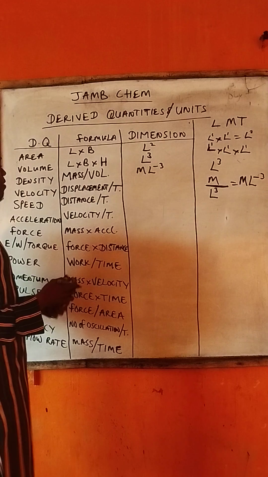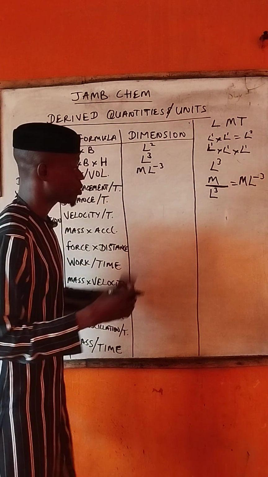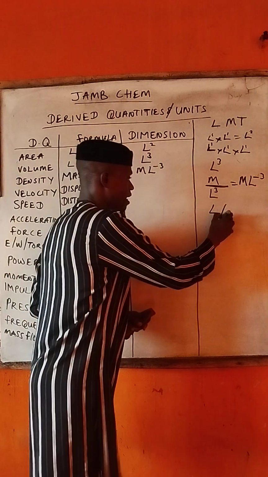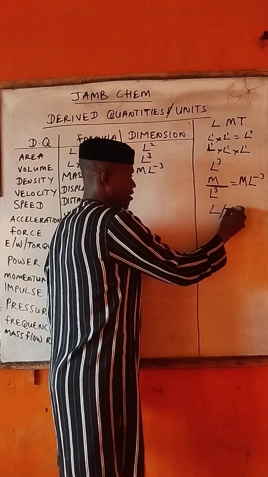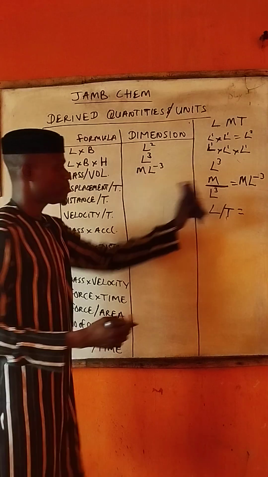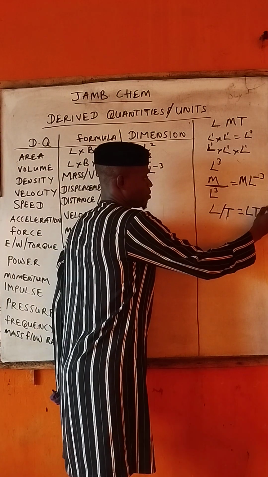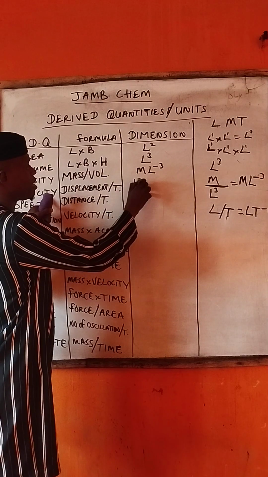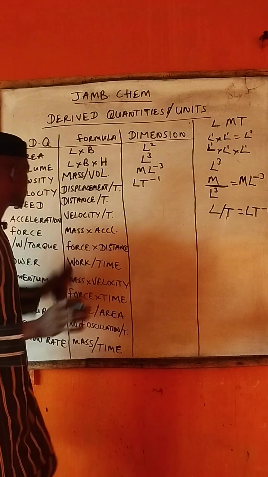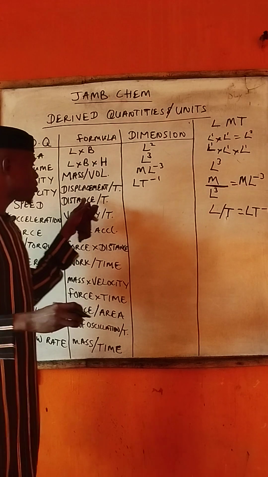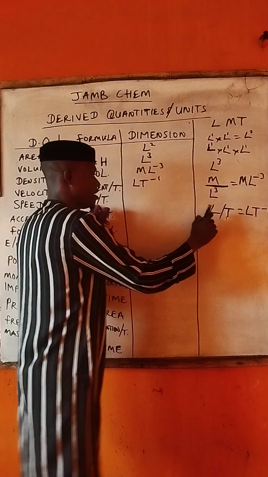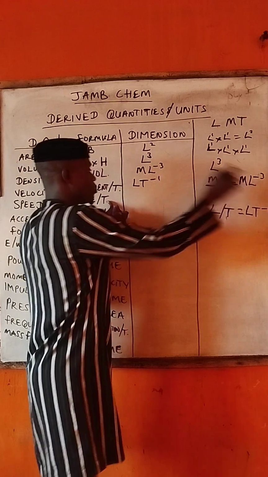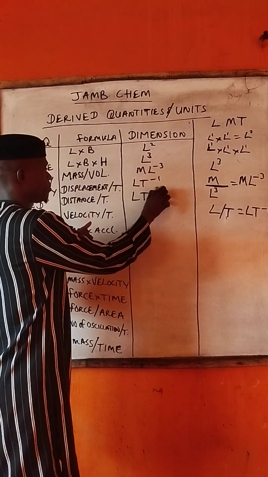Now the next one is velocity. Velocity is displacement over time. The dimension for displacement is L divided by time, which is T. In index form, L divided by T is L T raised to power minus 1. Simple as that. So the velocity is L T raised to power minus 1. That's all. For speed, the dimension for distance is L and the dimension for time is T. That one doesn't change, so it's still L T raised to power minus 1.